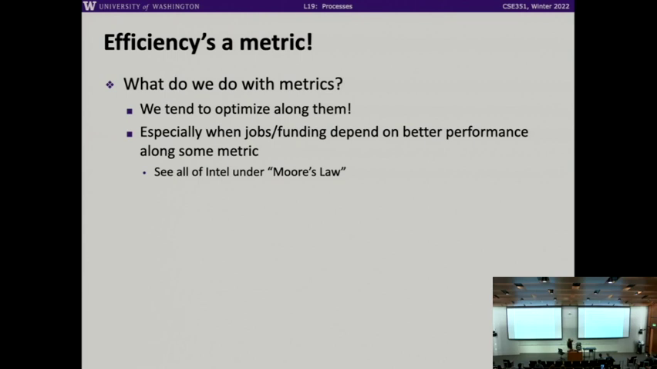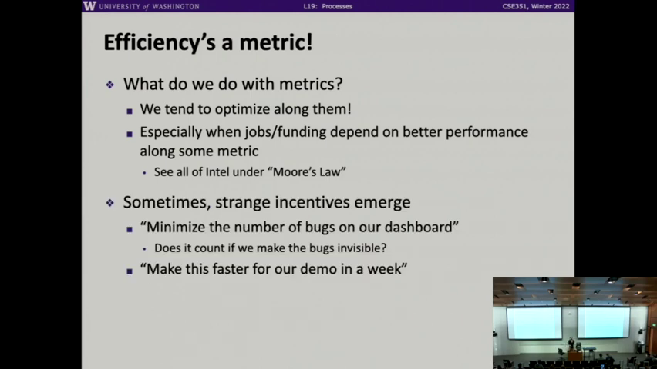And so if we have metrics, sometimes strange incentives emerge, right? And some of what y'all were saying was hinting at this. If we're trying to minimize the number of bugs on a dashboard, like a bug tracker, right? Does it count if we make the bugs invisible? Or if we're trying to make something faster for a demo in a week, or ship something quickly, how is that going to affect performance at scale, right? And we're still in a computing context. We're not even getting to the fancy society stuff yet, right?